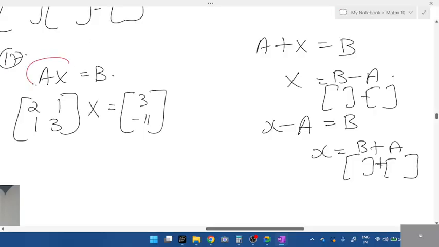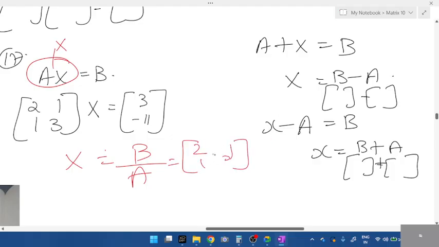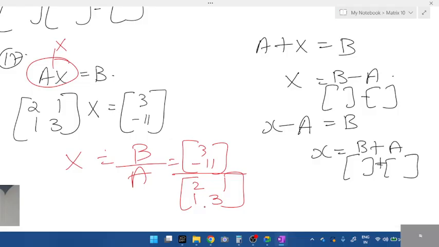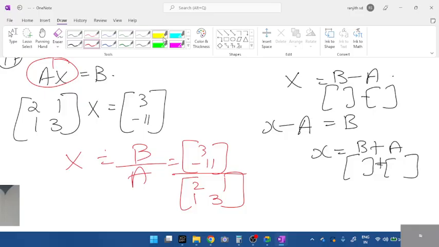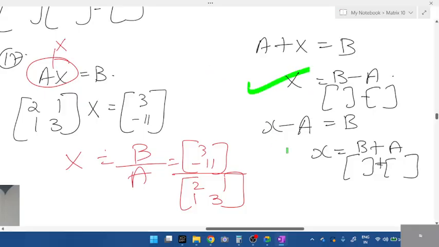Look, A and X. What is the relation between A and X? Multiplication. So you can't divide. You can't bring down B by A. Just make a note. Write all this. If you write B by A, how can we solve this? It is not possible. And there is no concept of division. In matrices, there is no concept of division. This is fine, but you can't do it like this.